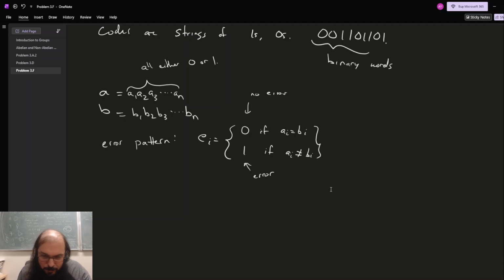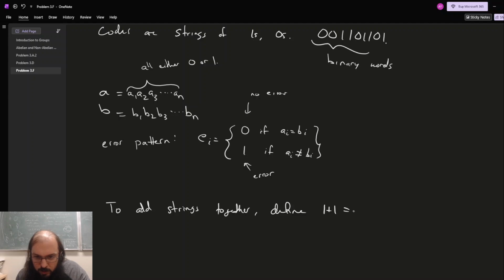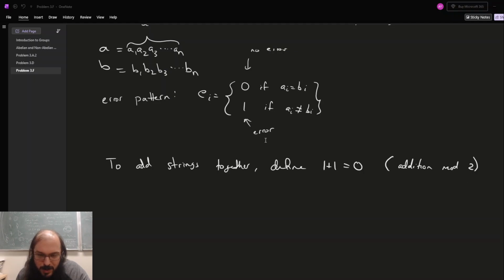There's a little bit of magic here, which is that this is actually very easy to calculate on a computer using the following rule. To add strings together, we define 1 plus 1 equals 0. In other words, this is addition mod 2. And then, with this rule, we can add two things together just slot by slot. Computer scientists would call this bit by bit.